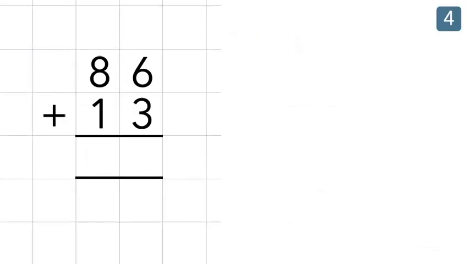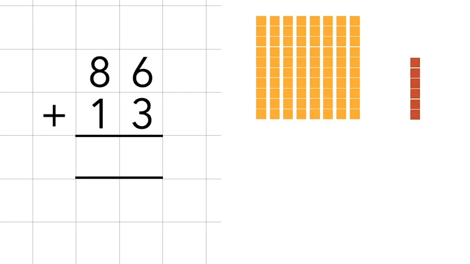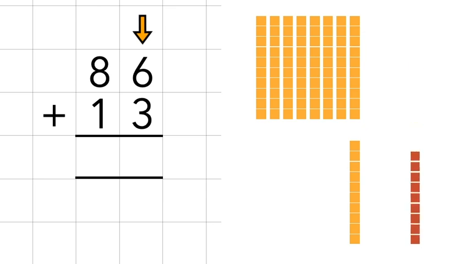Here we've got 86 add 13. And again, let's start with making the 86. We've got 8 tens and we've got 6 units. And the 13, 1 ten and 3 units makes 13. So we have that underneath. Let's start with the units column and add those first. So 6 add 3 gives us 9.